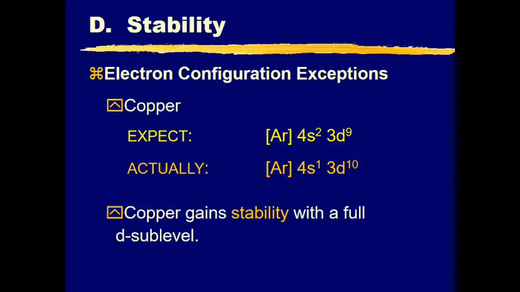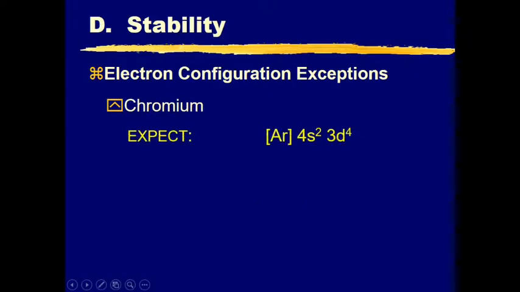The same thing is going to happen with group 6. So again, looking at chromium here, and this will be for any element within group 6, there is the expected configuration. Again, swap the D and the S.